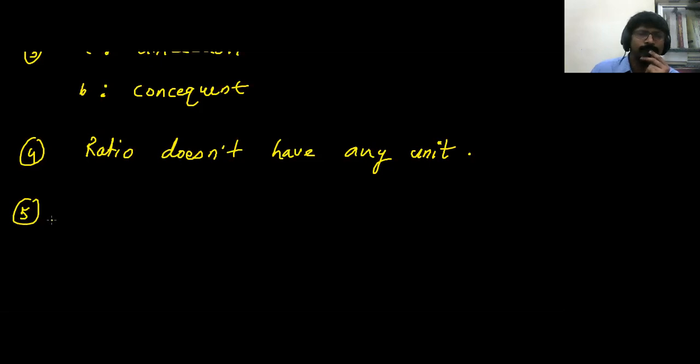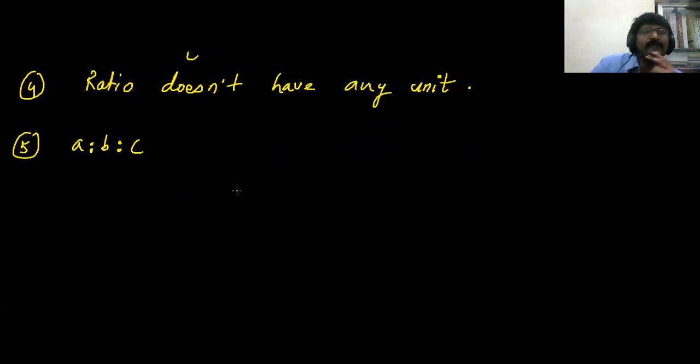Okay. Now, if it is written as A is to B is to C, what does it mean? This is also another way. If there are three quantities, we write A is to B is to C. Now, there is one standard question you must have seen in many competitive examinations. I'm giving the example here: A is to B is 2 is to 3, and B is to C is given as, let's say, 6 is to 8. Find A is to B is to C.